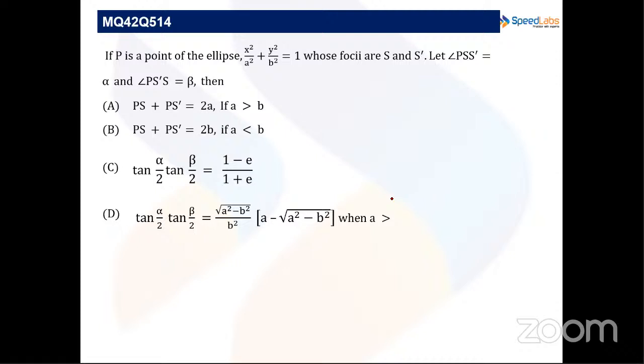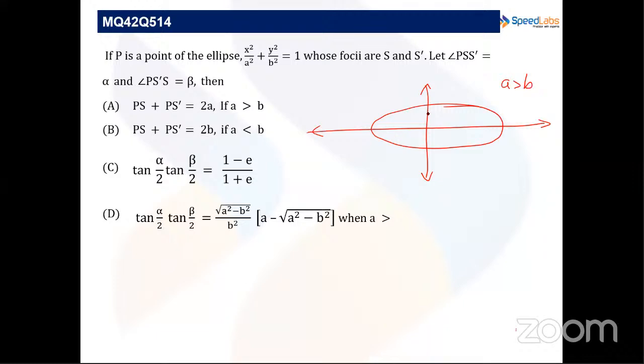So our next question is, if P is the point on the ellipse x square by a square plus y square by b square equals to 1, whose foci are S and S dash, let the angle PSS dash equals to alpha and PS dash S equals to beta. Then see, if we are having an ellipse for which A is greater than B and we are having any point P.